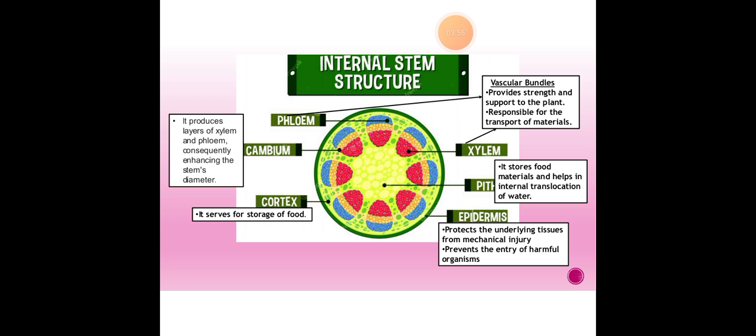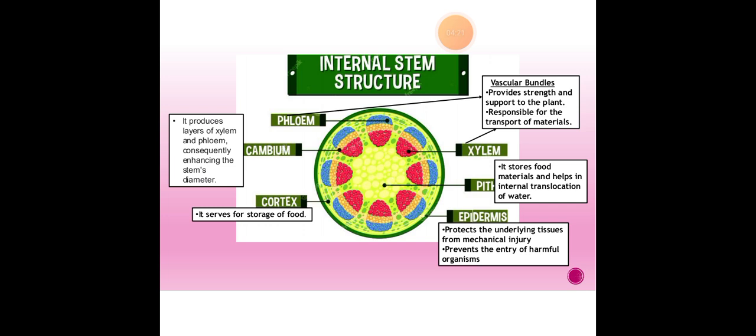Okay, so now what it does is it produces layers of xylem and phloem. It's present between them, and it produces their layers, consequently enhancing the stem's diameter. So it basically enhances the stem's diameter, whatever the stem's diameter is.